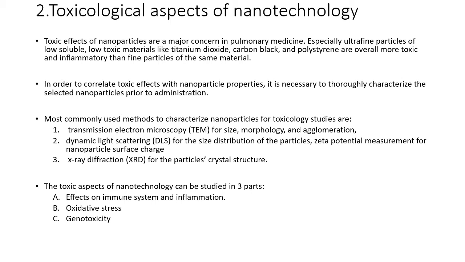Most commonly used methods to characterize the nanoparticles for toxicology studies: First is transmission electron microscopy for size, morphology, and agglomeration. Second is dynamic light scattering for size distribution of the particles, and zeta potential measurement for nanoparticle surface charge. The third is X-ray diffraction for particle crystal structure.